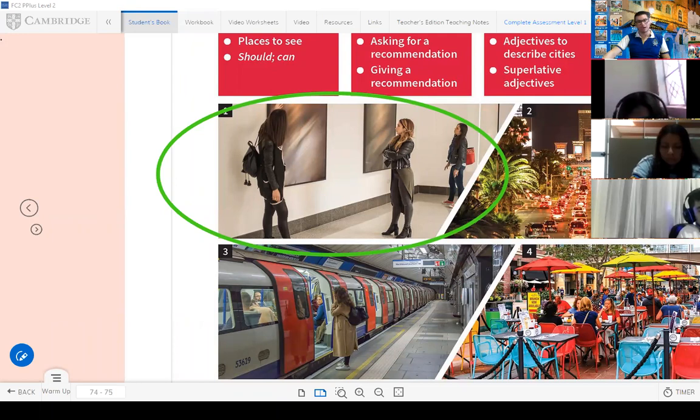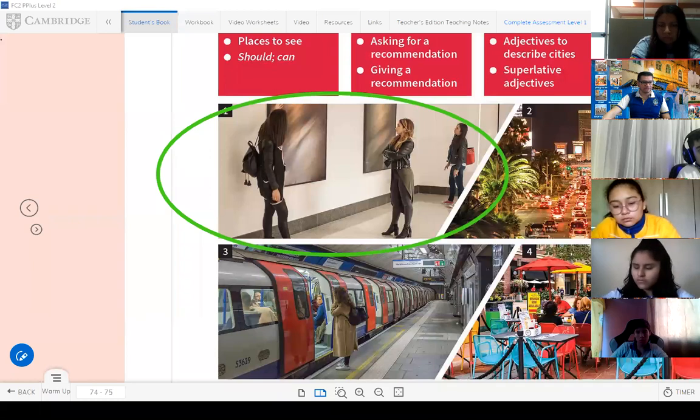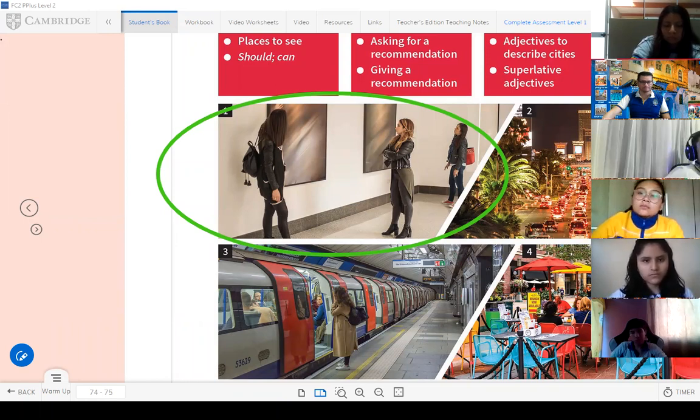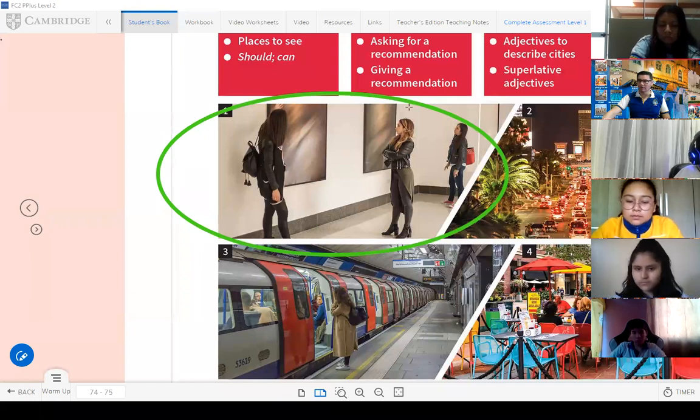They are at the park. They are at a museum. Where are they? What do you think? Do you have any idea about where are they? What place are they? What do you think? What do you think, Mayuri? Where are these people?